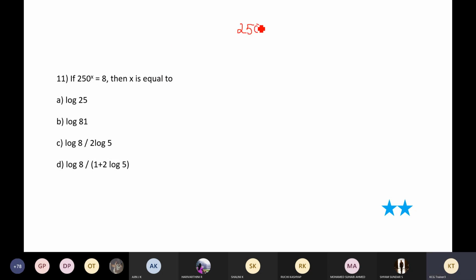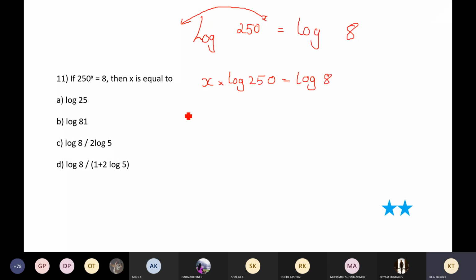So, 250 power x is equal to 8. So, taking log on both sides, log of 8. So, x would come to the front. Correct? So, x into log of 250 is equal to log of 8. So, I can say x is equal to log 8 divided by log of 250. Okay, done. Now, see the numerator, I've got some value, but let's change the denominator and let's see if I'm able to get one of the options.